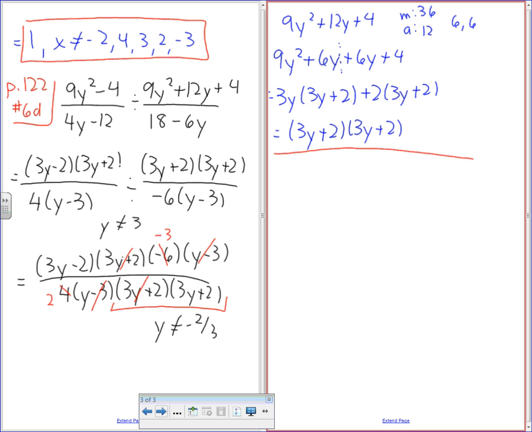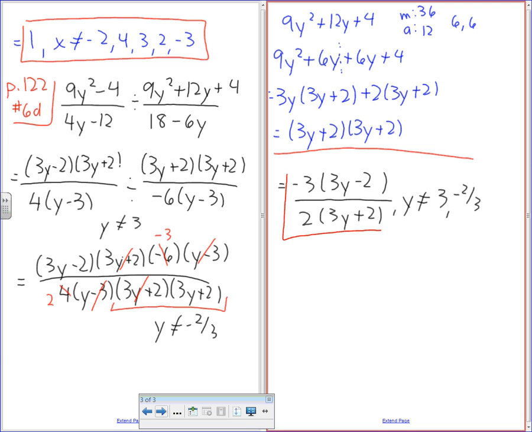So hopefully the final answer should be -3 bracket 3y minus 2 all over 2 bracket 3y plus 2. And y cannot equal 3 and -2/3. That's hopefully what the answer should be. Does that look right in the back of the book? Nobody's looking at the back of the book, that's okay. Is that right? Yes.